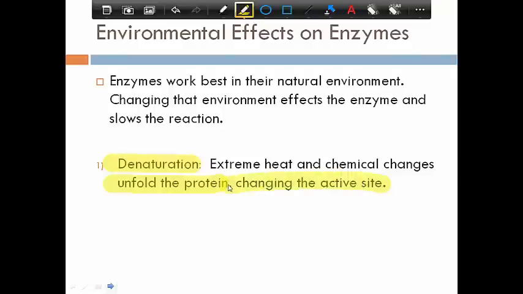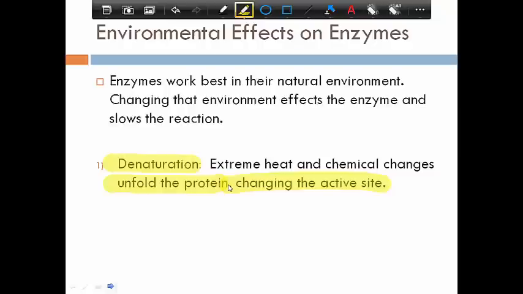Then the active site changes shape. And as you know, the active site is like that puzzle piece that has to bind to the substrate. So if the puzzle piece is the wrong shape, it's not going to be able to fit with its match anymore, with its substrate. Okay, so that's a bad thing. The enzyme can't do what it needs to do if it denatures.